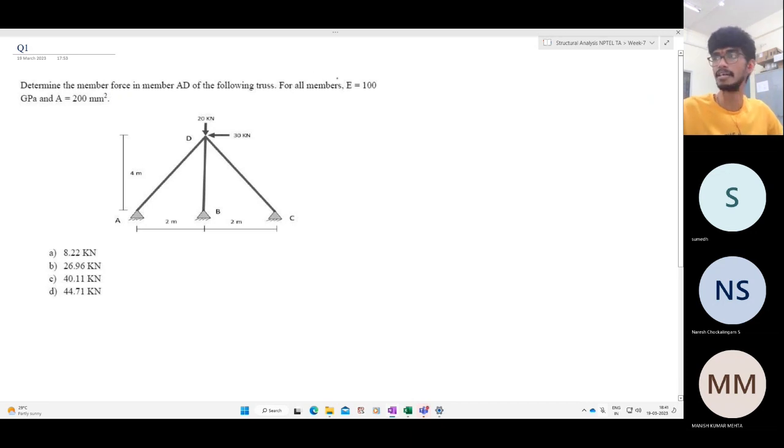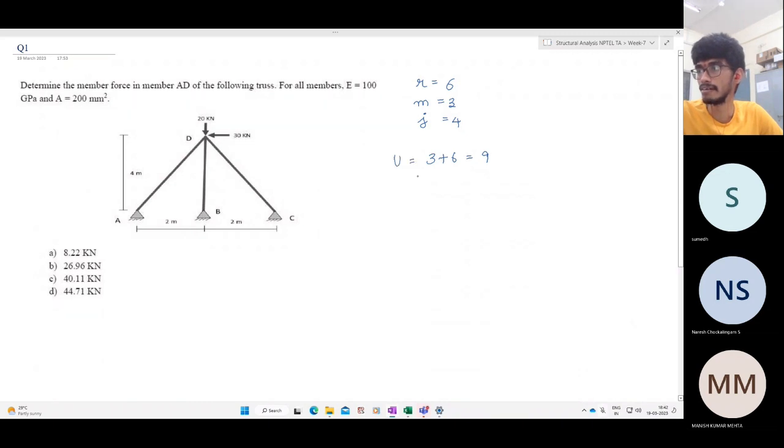Now, the first step, as usual, is to determine the degree of static indeterminacy. So how many reactions do we have? Here we have 2, here we have 2, here we have 2. So the number of reactions is 6. The number of members is 3. And how many joints do we have? We have 4 joints. So how many unknown forces do we have? In each member, there's an unknown force, and there are 6 reactions. So the number of unknowns is 3 plus 6, which is 9.